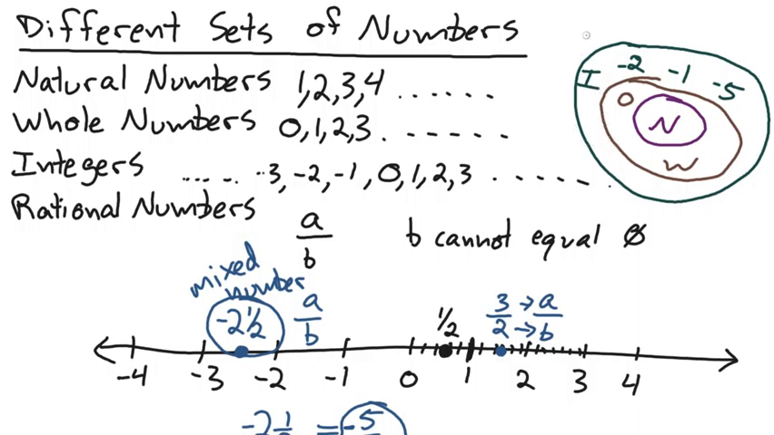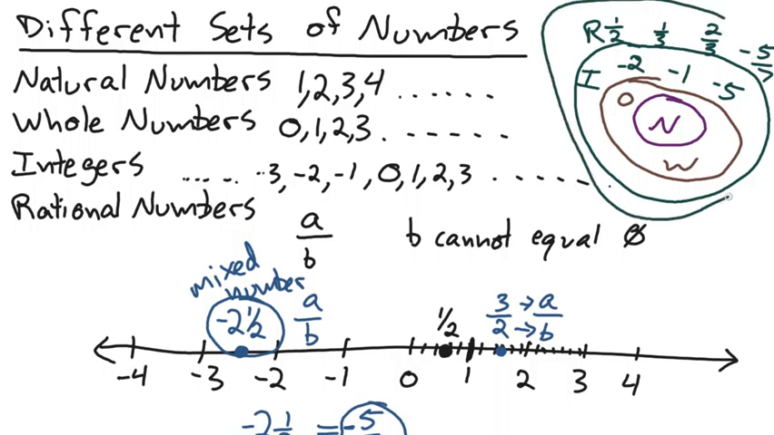And then the rational numbers would include everything else, all the fractions. So 1/2, 1/3, 2/3, -5/7, any of the fractions.